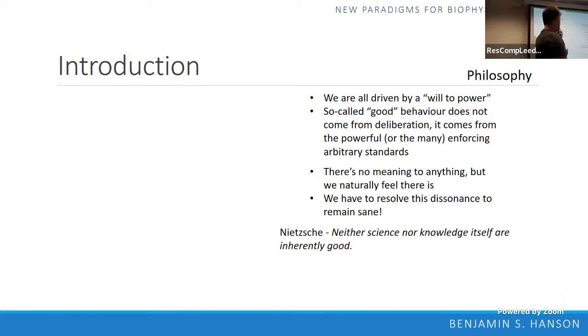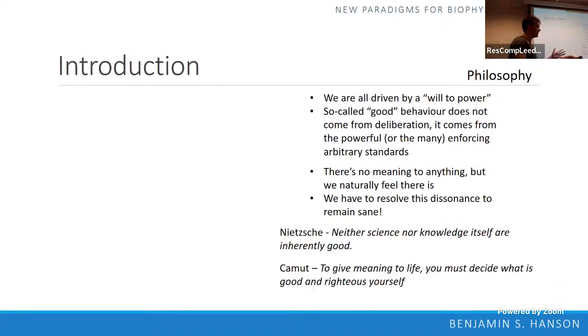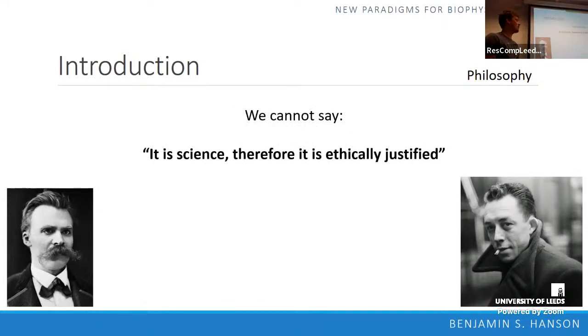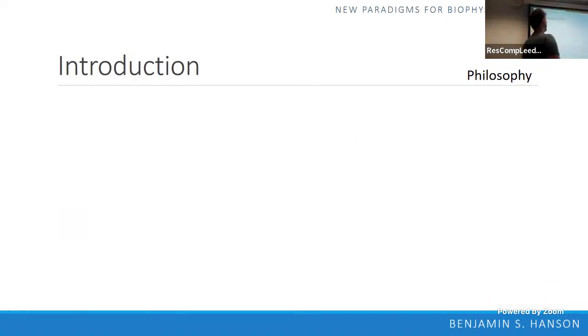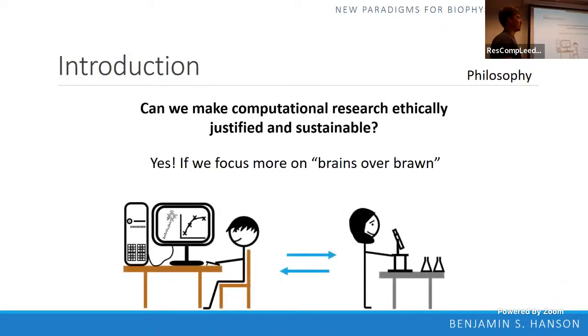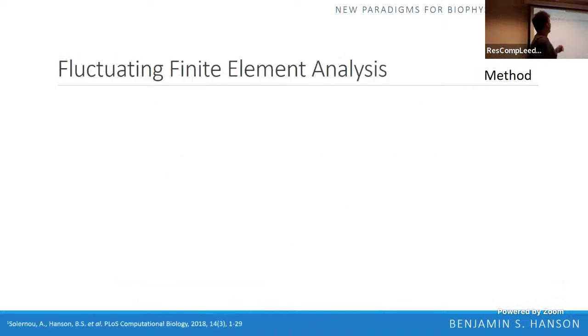So these two together: Nietzsche basically says neither science nor knowledge are good. Camus says to give meaning to life, you've got to decide what's good for yourself. So if we bring these guys together, they basically say we cannot say it is science and therefore it is ethically justified. We can't be doing that anymore. We have to do good science if it's going to be ethically justified. So I'm going to take you through a few models that I've been using in my career to try and do something about this. Fluctuating finite element analysis, right? Finite element analysis, for the people in the audience who've come across it, going to make it wobble like biology does.